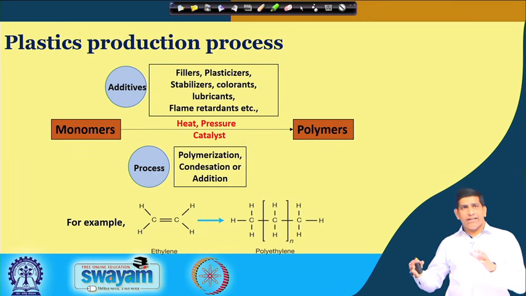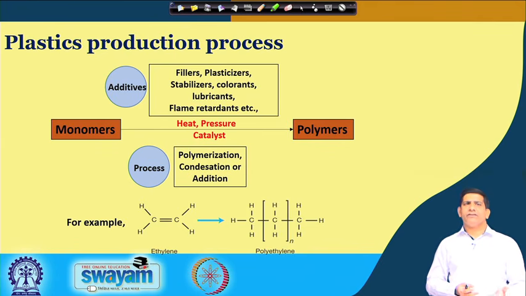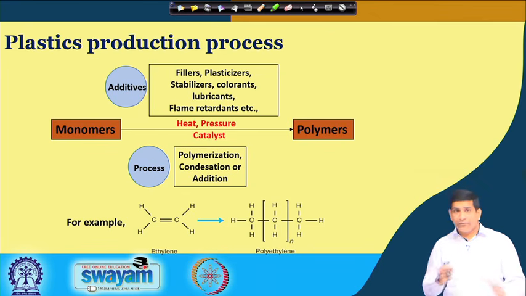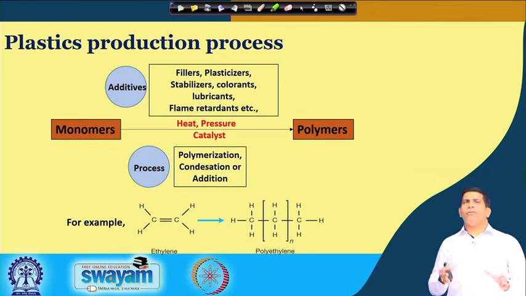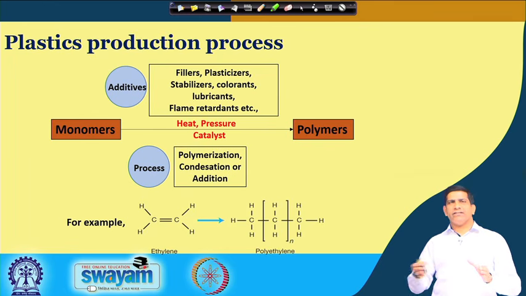But that is not the only thing happening there. You have certain additives, as you can see in that rectangle on the top. What are the additives? We could have fillers, and we will talk about each one of them in the next few slides. You will have fillers, plasticizers, stabilizers, colorants, lubricants, and flame retardants. Not all of them are added, but a few of them will be added as needed for that particular type of plastic, as you will see in the examples.